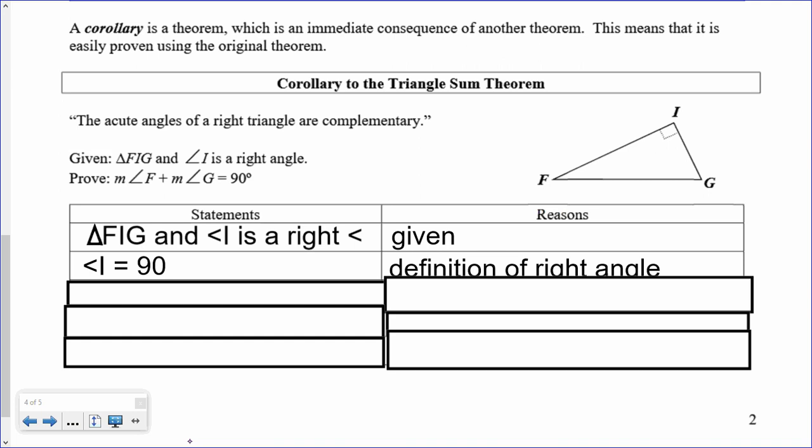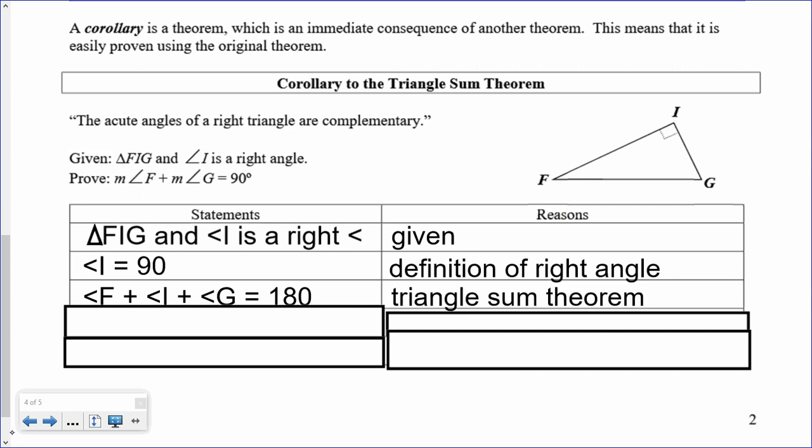Dante? Okay. I have a triangle, and we just learned that whenever you have a triangle, all 3 angles are going to add to 180. So I can use that fact. That's the triangle sum theorem. Can you guys see where we're going? You guys see where we're going with this?